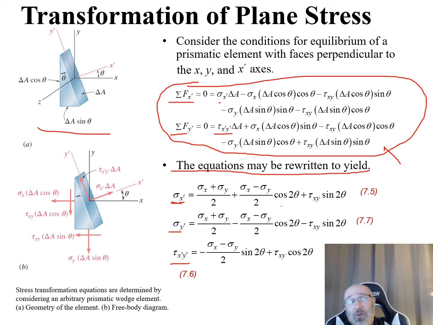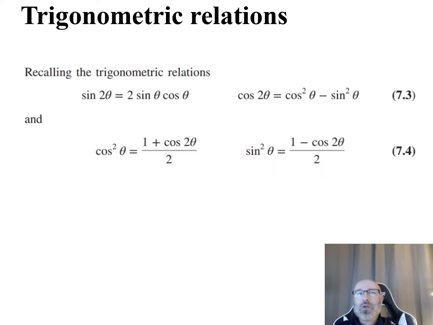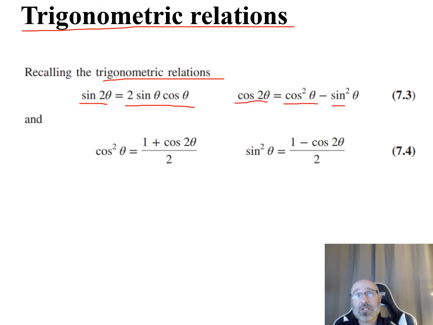Now I just wanted to include a slide here with a little review of our trigonometric relations. This relates back to our textbook as well. So if we recall these trig relationships, we have this relationship that the sine of 2 theta is equal to 2 times the sine of theta times the cosine of theta. The cosine of 2 theta is equal to our cosine squared theta minus sine squared theta. Our cosine squared theta is equal to 1 plus the cosine of 2 theta over 2. And our sine squared theta is equal to 1 minus our cosine of 2 theta all over 2.